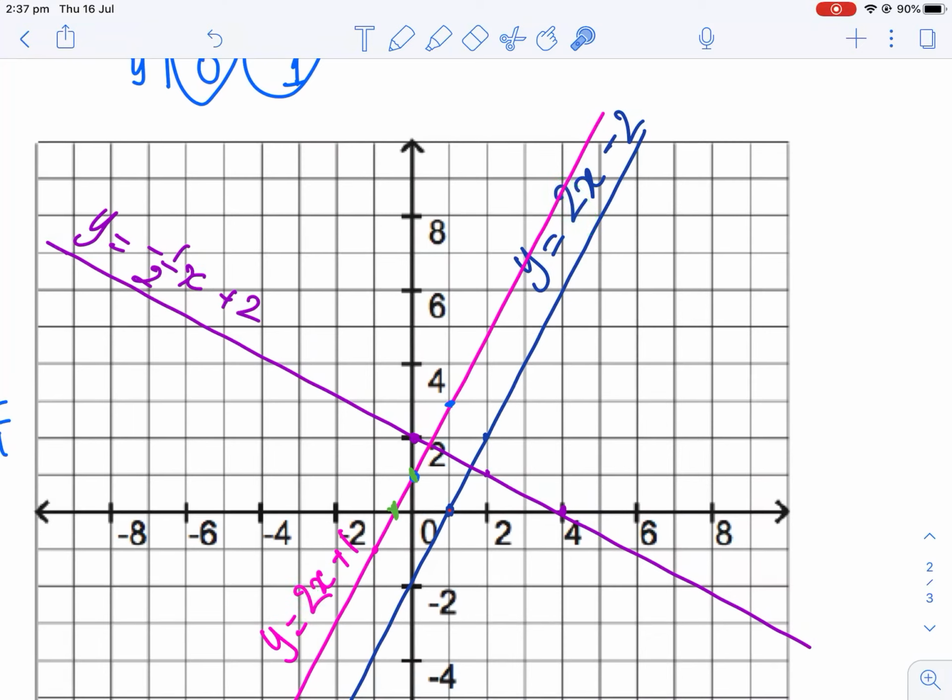They will be parallel. And the gradient of this one is negative 1/2, and the gradient of those 2 is 2. So you can recognize that this gradient, negative 1/2 times 2, is equal to negative 1, right? So negative 1/2 times 2 equals negative 1. So it means that when the product of the 2 gradients of 2 lines is equal to negative 1, then those 2 lines are going to be perpendicular. Perpendicular means they meet at 90 degrees here. Okay, 90 degrees. They cut each other at 90 degrees. All good.